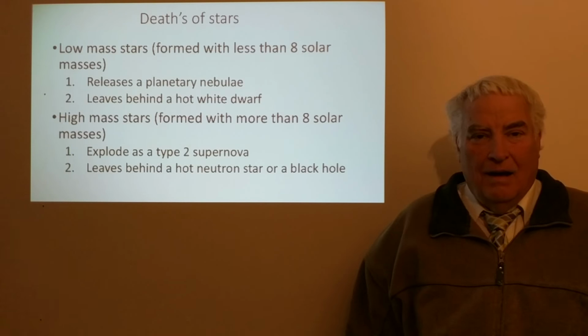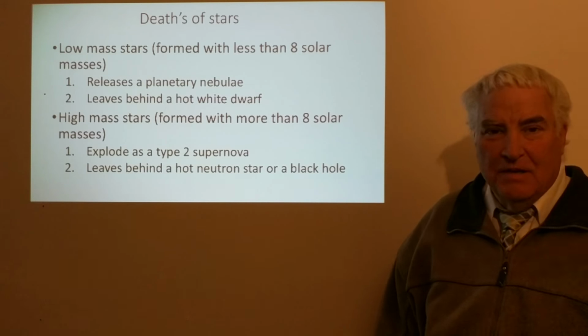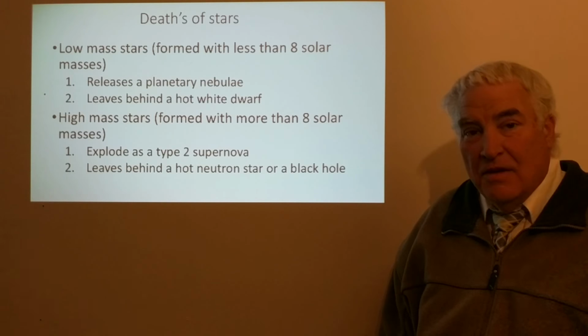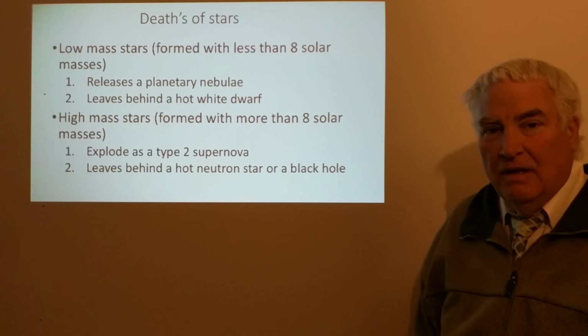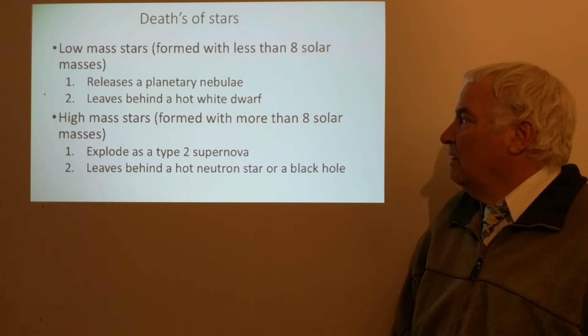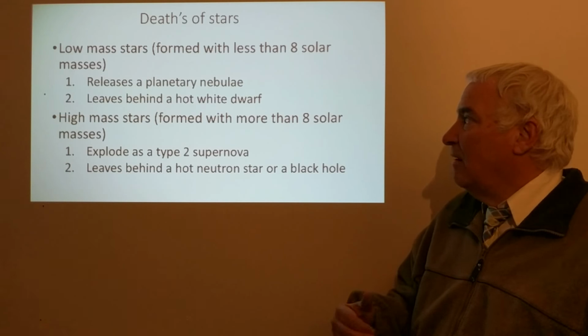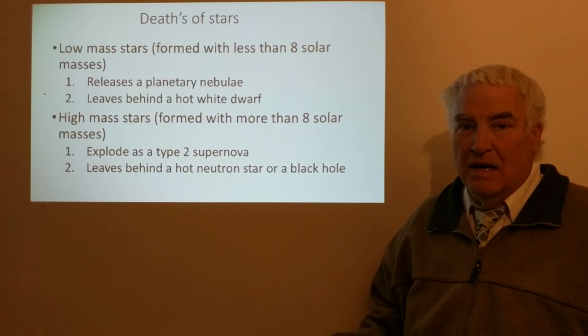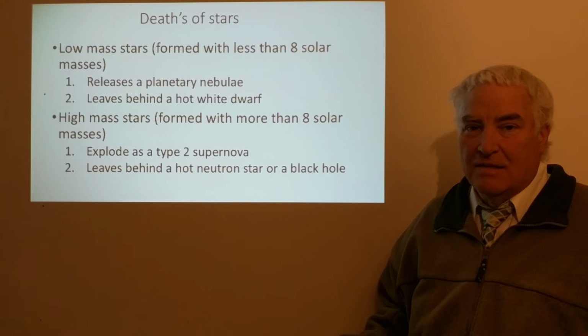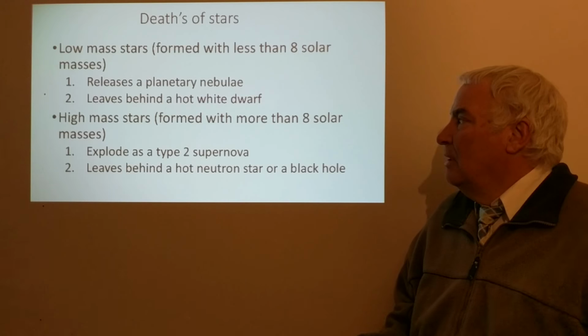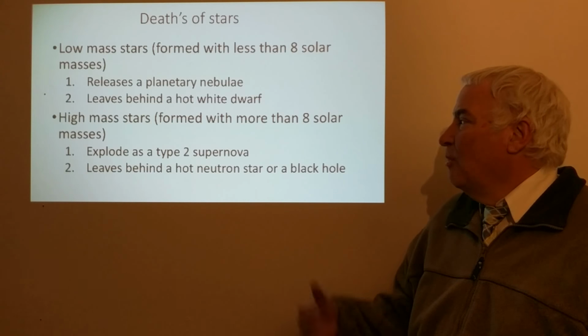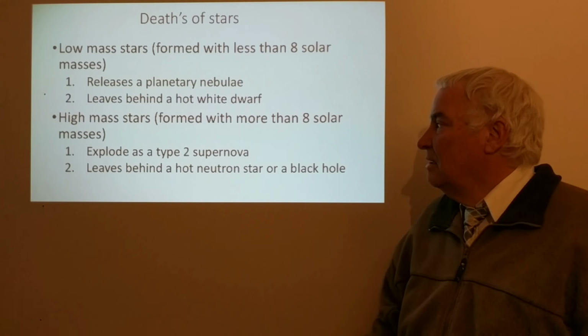Hi, I'm Paul Mason, and I'm going to speak today a bit about the deaths of stars, and specifically low mass stars. Now, low mass stars, which we define as being less than about 8 solar masses at birth, that's 8 times the mass of the sun at birth. High mass stars are formed with more than 8 solar masses.